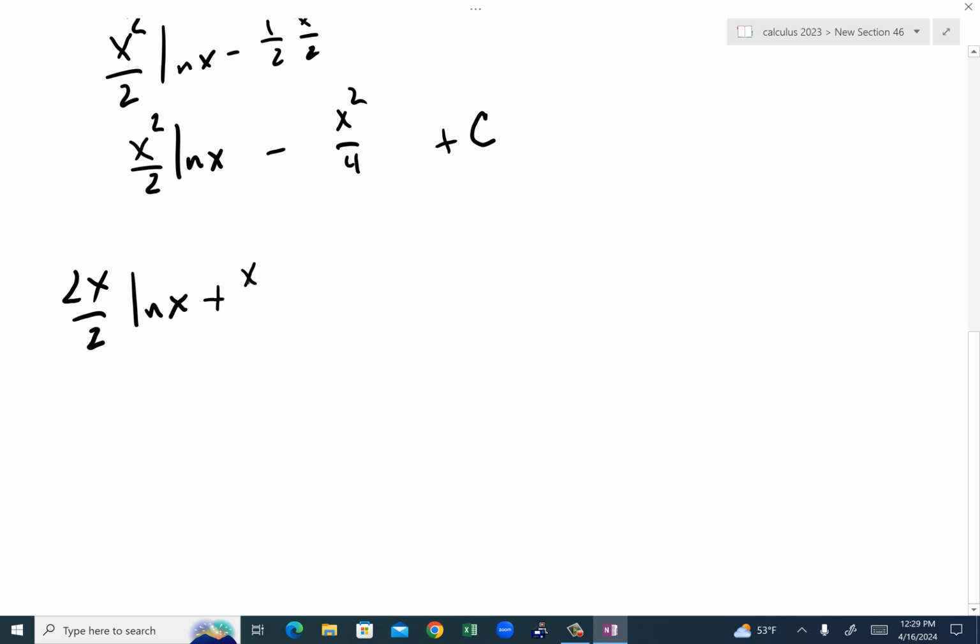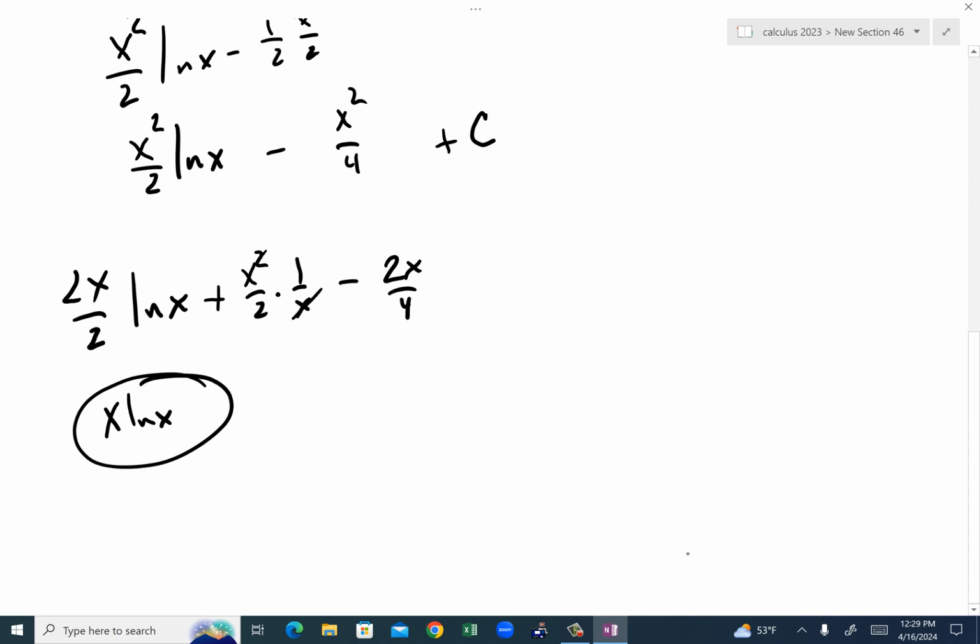Plus x squared over 2 times 1 over x, minus 2x over 4, yes? You with me? This is x ln x. This is x over 2. This is x over 2, negative. Ta-da! We're done.